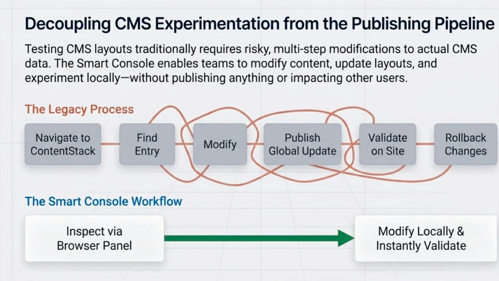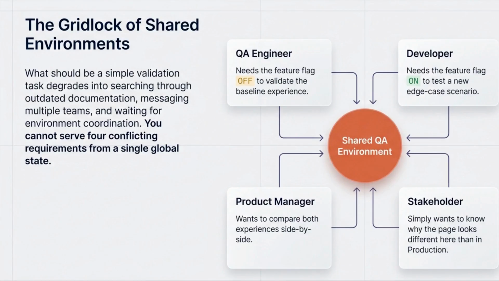If you've worked with feature flags at scale, you know what happens in a shared testing environment. QA turns a flag off to test a bug, a developer turns it on for a new feature, and a product manager tries to review both at the same time. The configurations constantly collide. Trying to figure out why a page looks different turns into a scavenger hunt.